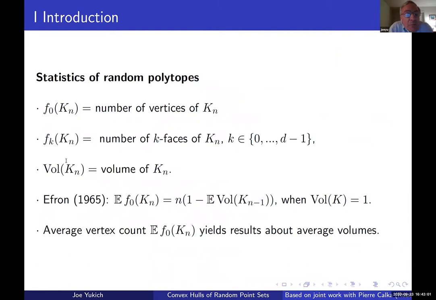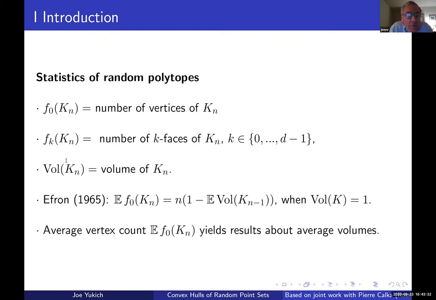By F0, we mean the number of vertices of the random polytope. And in general, one can ask for the number of k-faces of the polytope. So by a 0-face, we mean, of course, a vertex. By a 1-face, we mean an edge. And by a d-1 dimensional face, we mean a facet, a d-1 dimensional facet of the polytope.